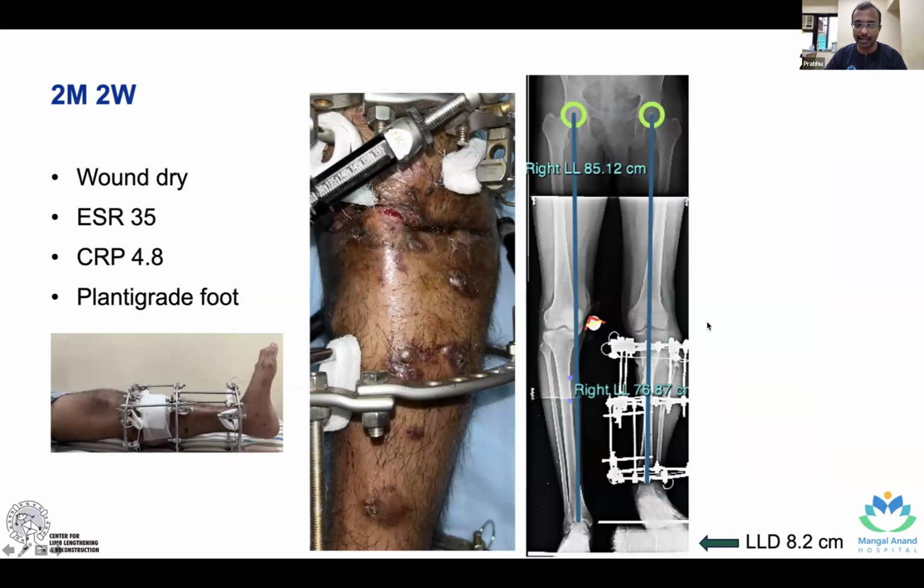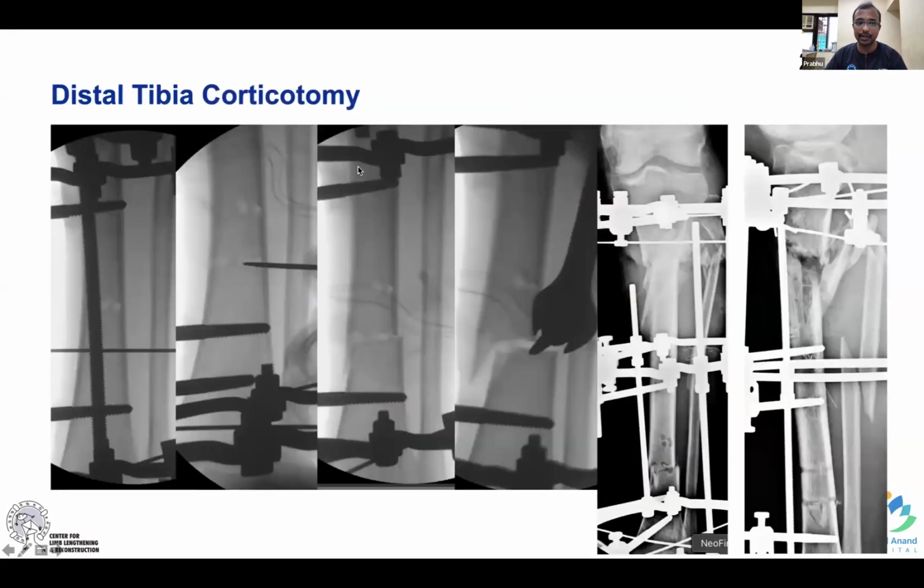So the stage 2 was planned to do corticotomy. Under image intensifier guidance, we have placed the Ilizarov wire to see for the level of osteotomy. Multiple drill holes were done, followed by osteotome used to do the complete osteotomy, and we can see the complete osteotomy has been done.